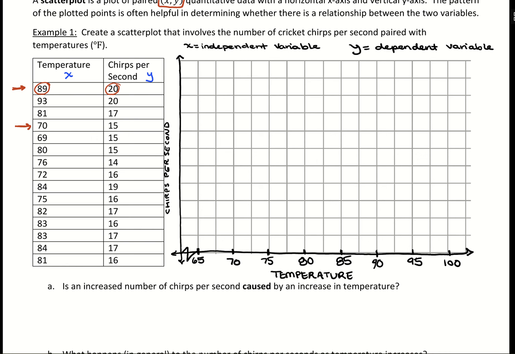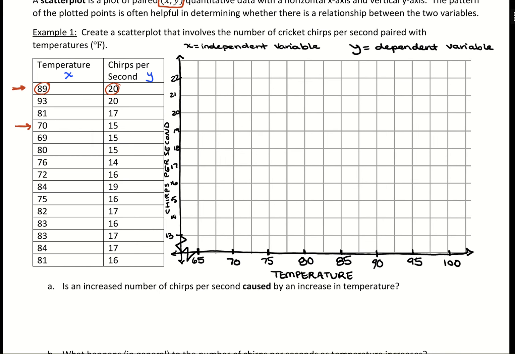All right, and then with chirps per second, I guess we want to see a minimum of about 14 and see up to about 20. So I'm going to go ahead and start at 13 and then do units of 1. 14, 15, 16, 17, 18, 19, 20. And that should fit everything and spread it out pretty nicely so we can see it. I did the same thing where I skipped 0 to 13, so I'm just going to throw in a little line break to make that more accurate.